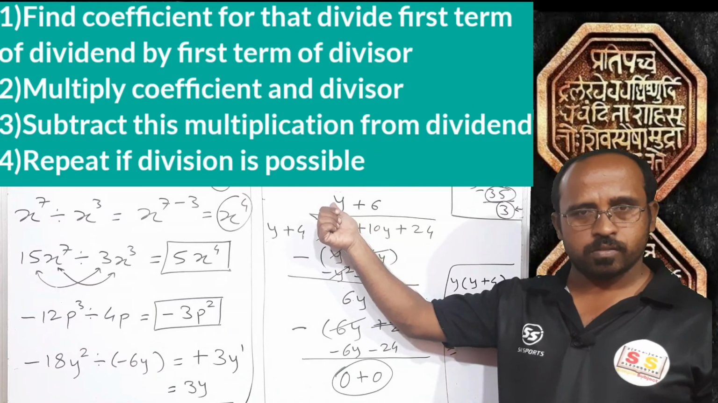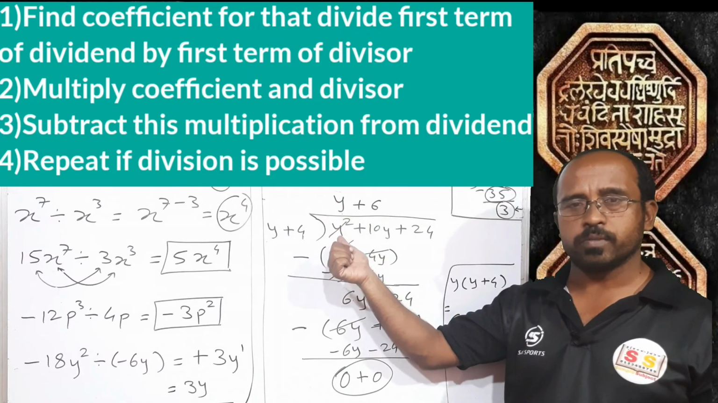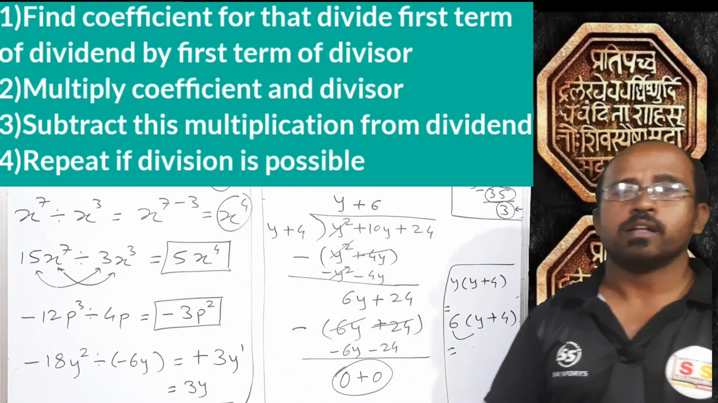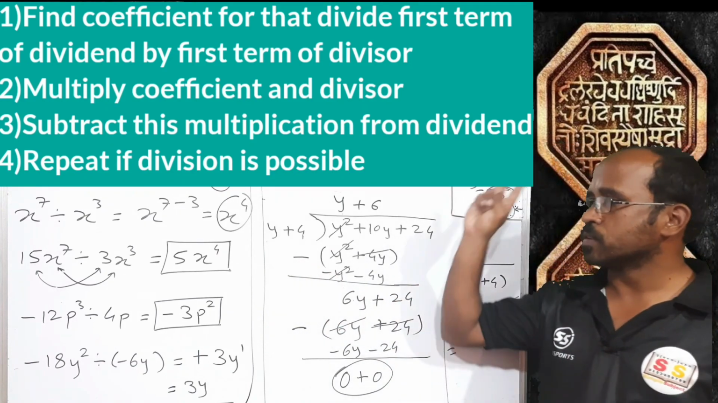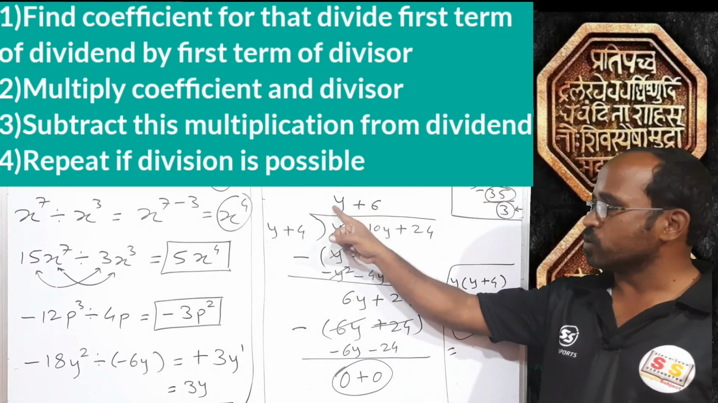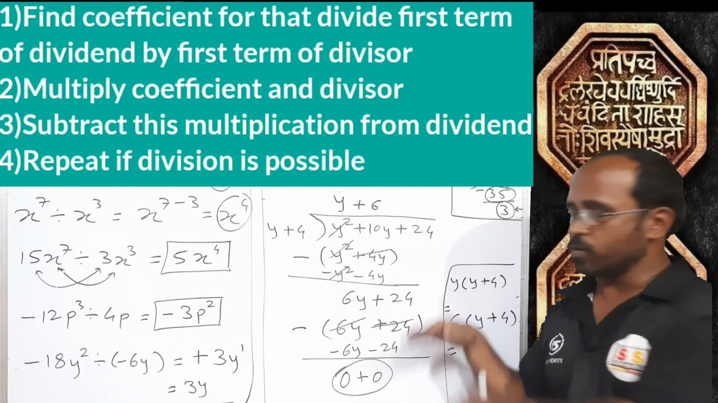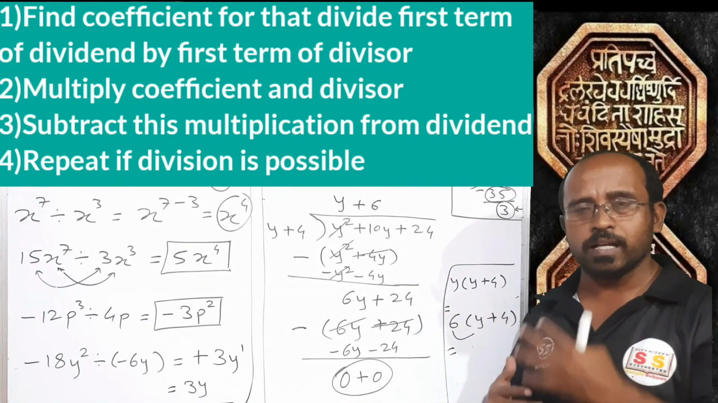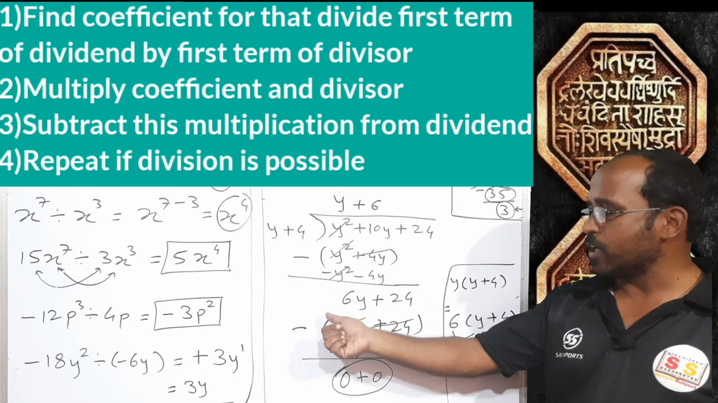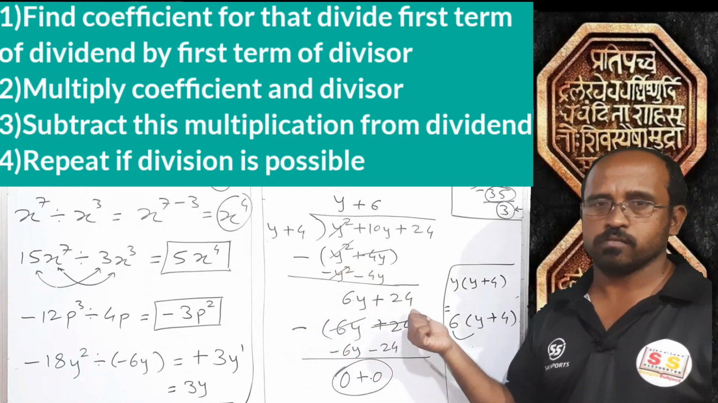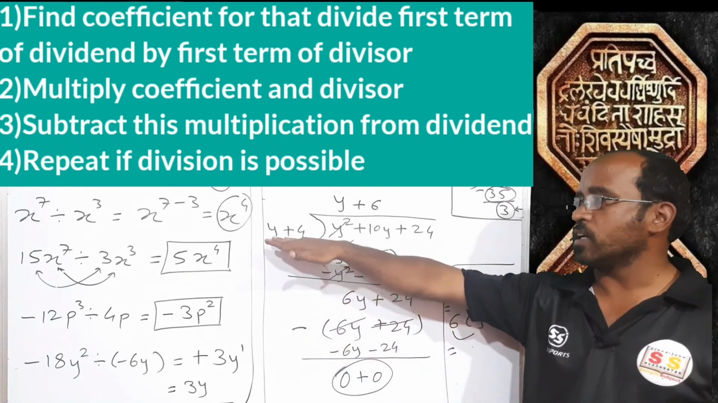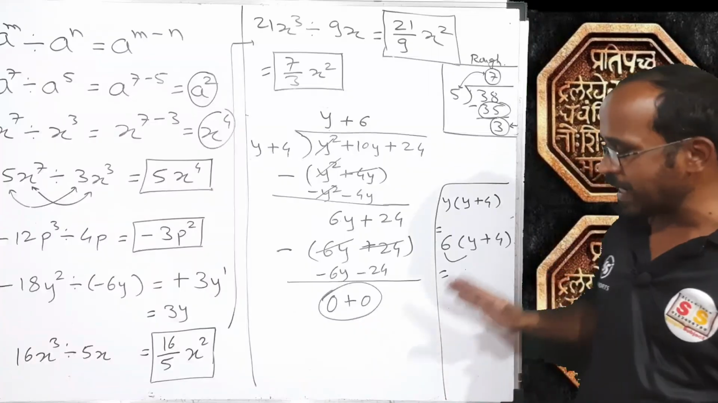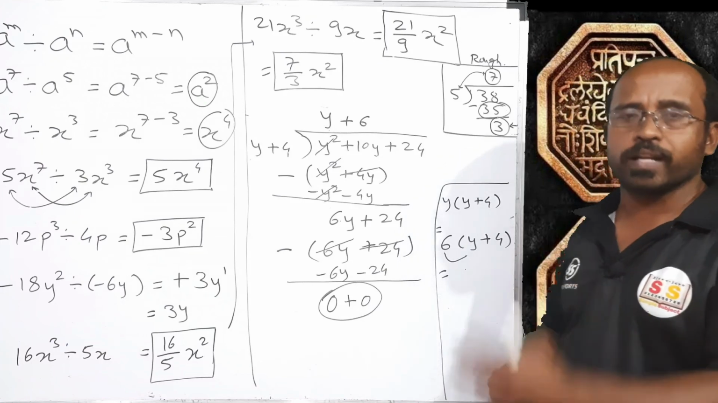Find the quotient. To find the quotient, divide the first term of the dividend by the first term of the divisor. Okay. Second step, subtract the multiplication of the quotient and divisor from this dividend. Okay. Third step, continue these two steps unless and until the degree of this dividend is greater than or equal to the degree of this divisor. Okay. So let us clear it with a few more examples.